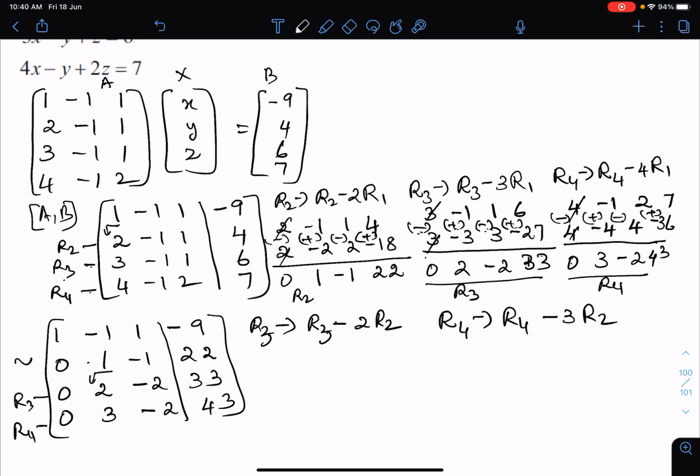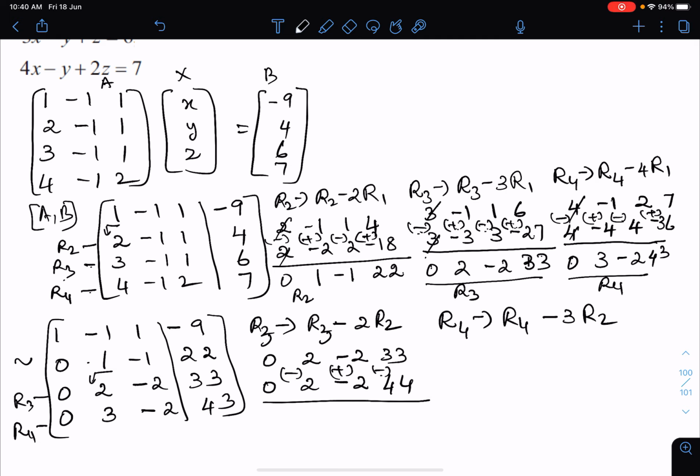R3 is 0, 2, minus 2 and 33. 2 into R2: 0, 2, minus 2 and 44. Change your sign. Plus and minus, this gets cancelled. 0, 0. This also gets cancelled. Now this is going to be minus 11. Okay, so this is going to be our R3.